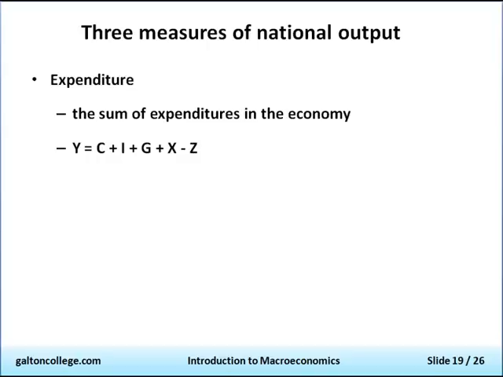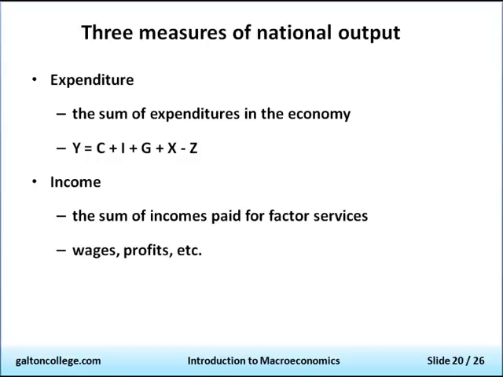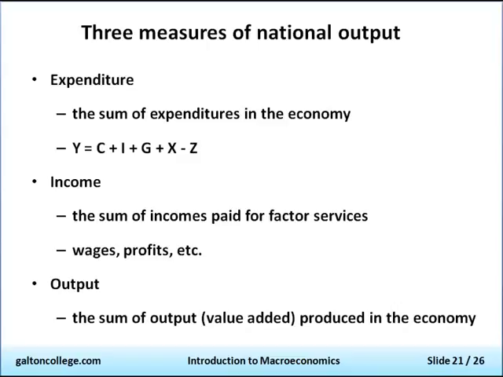So that's our expenditure. On the income side of the accounts, that's the sum of incomes that are paid to the factor services. So wages go to workers, profits go to entrepreneurs, and so on. And output is the sum of the total output that we produce. If you think about these 3 measures, expenditure, income and output, they must be equal.